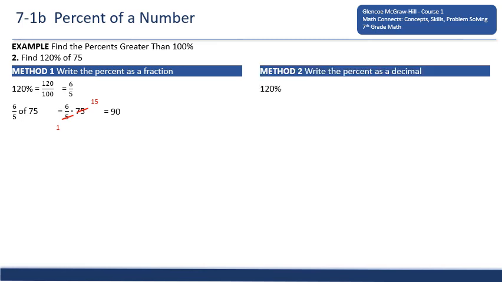Write the percent as a decimal. 120% equals 120 over 100. If we divide 120 by 100, we get 1.2. 1.2 of 75, or rewritten as 1.2 times 75, equals 90. So 120% of 75 is 90. Choose your method.